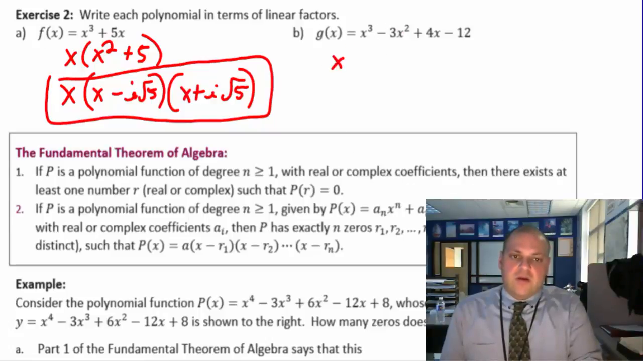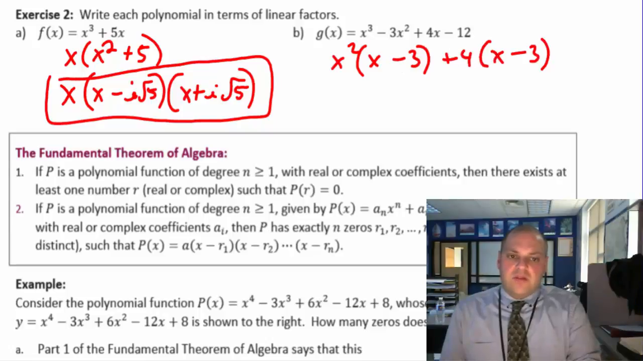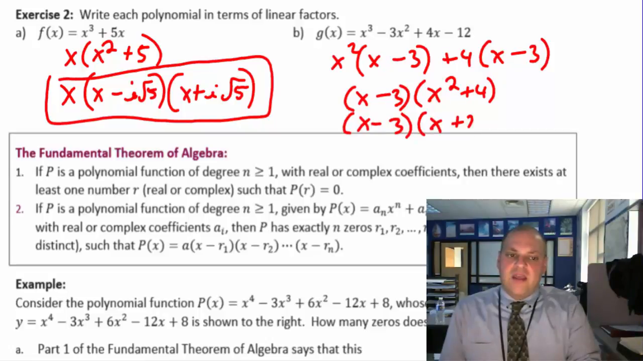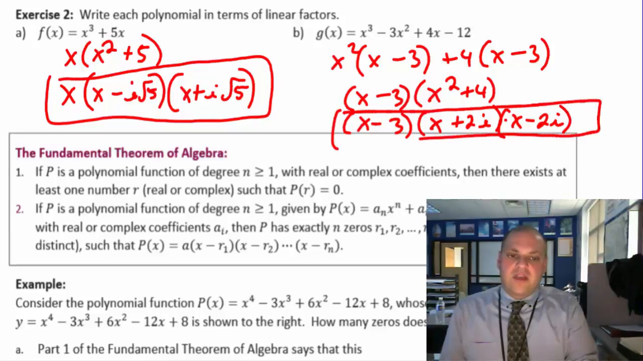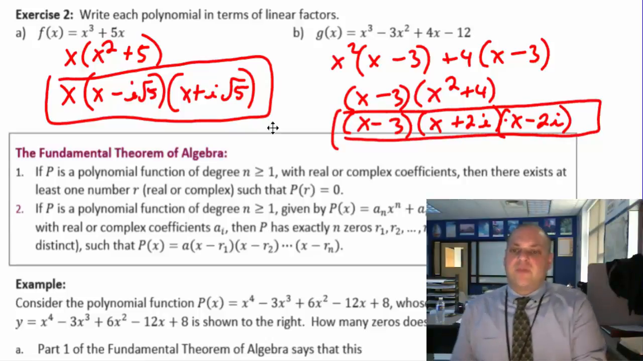So we could have x squared here, and that's going to be x minus 3. And then 4 times x minus 3. So that's going to be x minus 3 times x squared plus 4. And then we know x squared plus 4 is x plus 2i, x minus 2i. All right, so there are your linear factors: x minus 3, x plus 2i, x minus 2i.